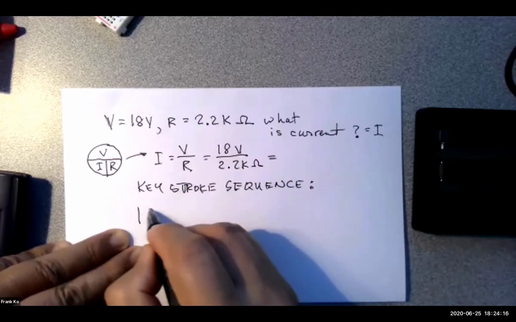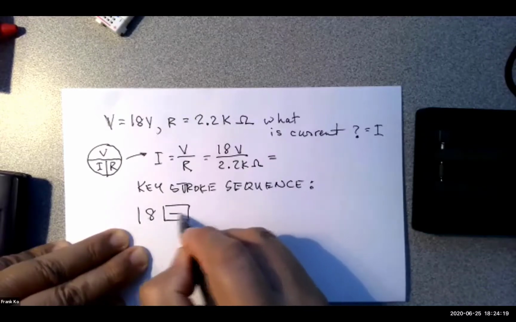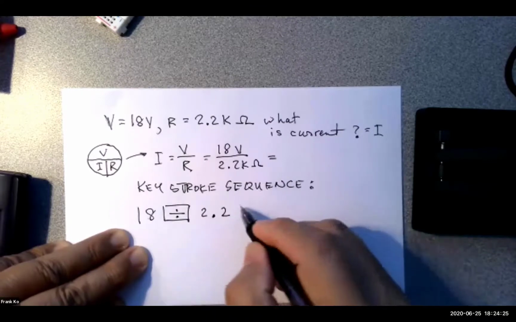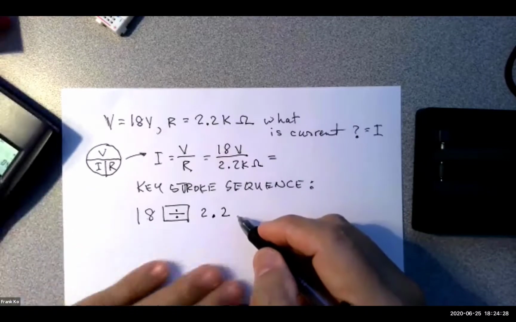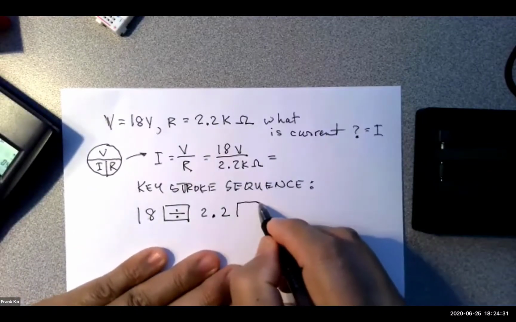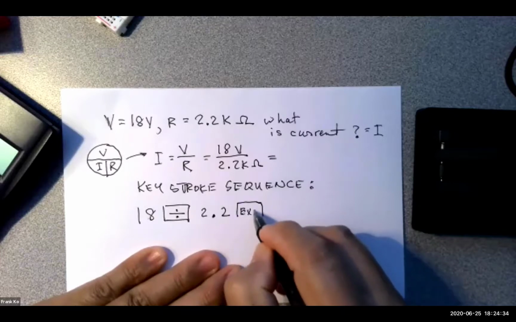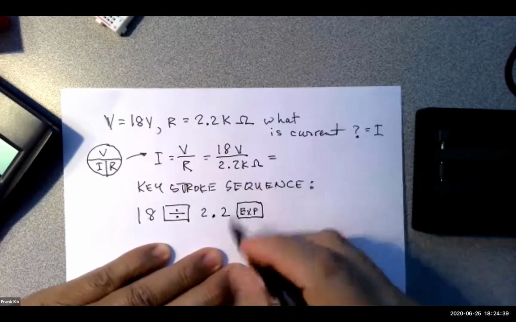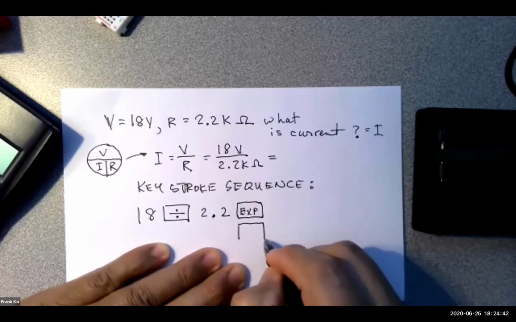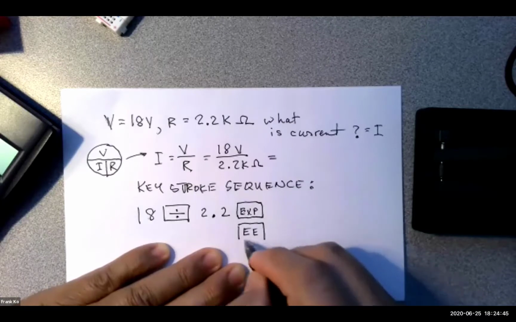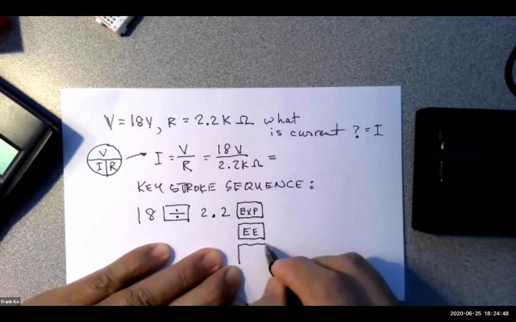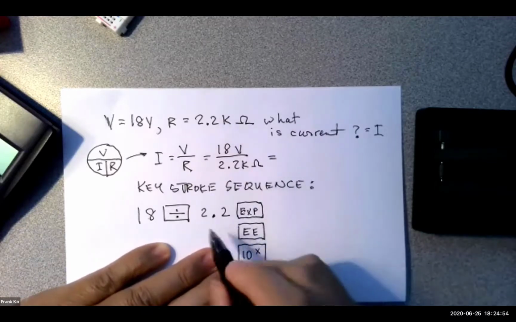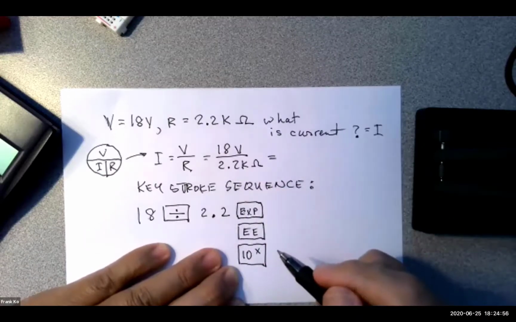It would be 18. And the key that you're going to use is divide, 2.2. And then on the calculator that I specified for us, you have an EXP key. Now, if you're not using this calculator, not to worry. On some calculators, you might see this key noted as a double E key. On some calculators, it might be noted as a 10x key. So 2.2, and then you look up at your engineering chart, kilo.